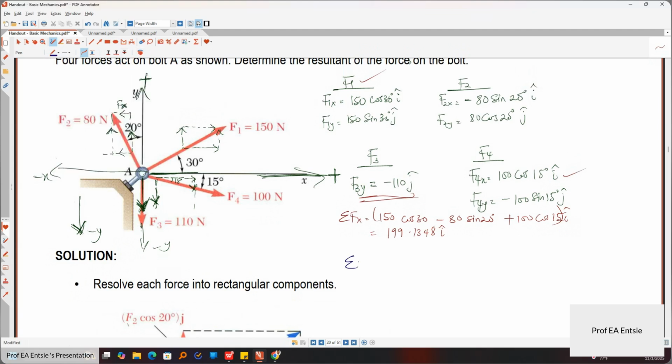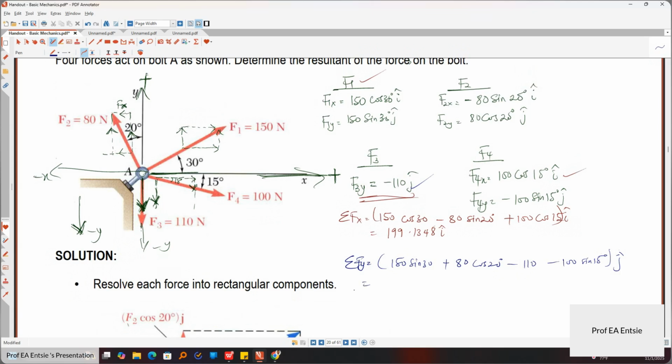Then we move on to the summation of the y component, summation of y. Then you come to F1. What is the y? Y is 150 sine 30. Come to F2. What is the y? Positive 80 cos 20. You come to 3. Yes, 3 now has y. This is the y component, minus 110. Then F4 has y too, minus 100 sine 15. Yes, then all in j because it's y.